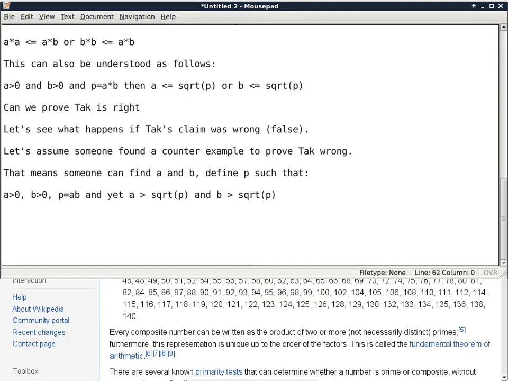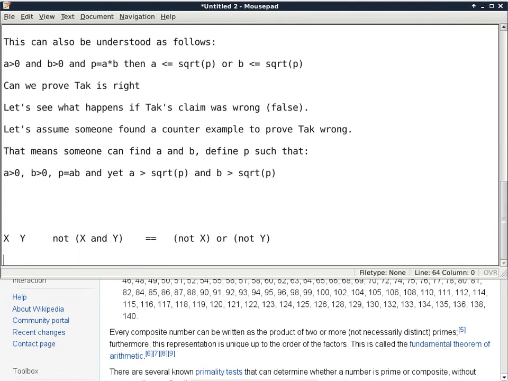Okay, so what he's saying is, I shouldn't use A and B, so I'll use X and Y in this case. So the negation of X and Y, is that really saying the same thing as not X or not Y? No. Okay, but that's a question. So it is not the case that X and Y is true. Is it really saying the same thing as not X or not Y?